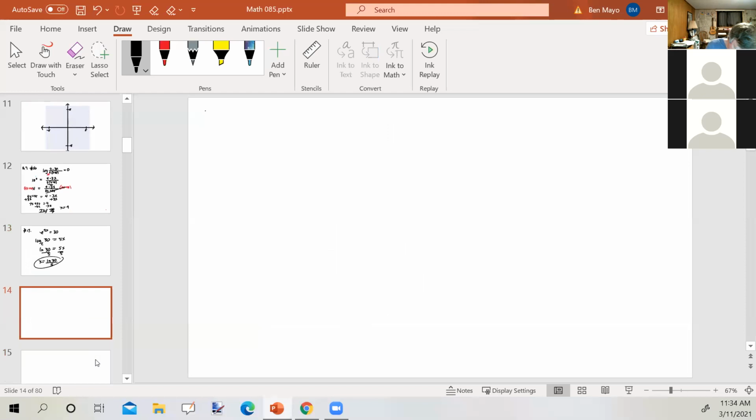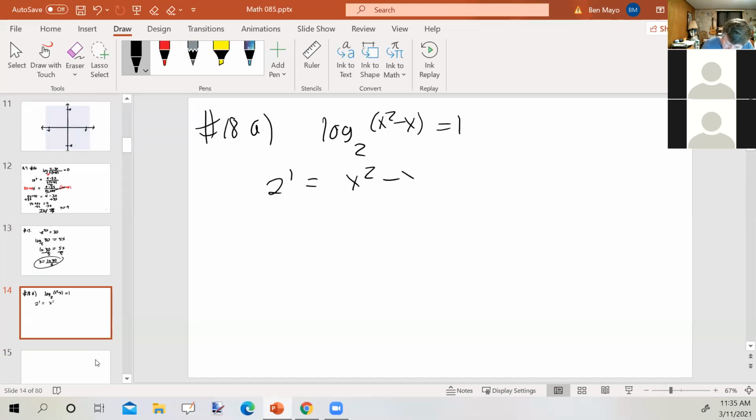Okay, let's take a look at number 18. Solve each equation, give the exact solution. So part A says log base 2 of x squared minus x equals 1. So we have a logarithmic equation. Let's change it into an exponential equation. We would get 2 to the 1 power equals x squared minus x. 2 to the 1 power is just 2. So 2 equals x squared minus x.